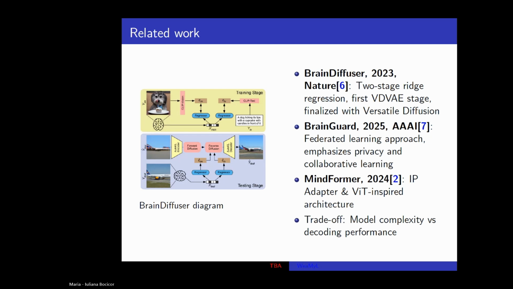So previously I said that most papers use visual and textual CLIP embeddings. They used only a smaller amount of embeddings, and we also adopted the same framework as the IP adapter, but they used a visual transformer inspired architecture. So their model has a lot more parameters than ours. So there's a trade-off between the model complexity and the decoding performance.